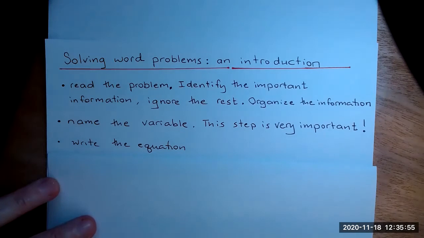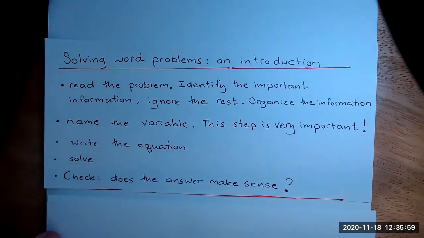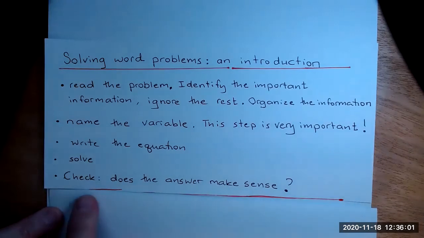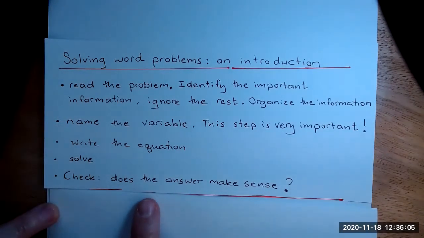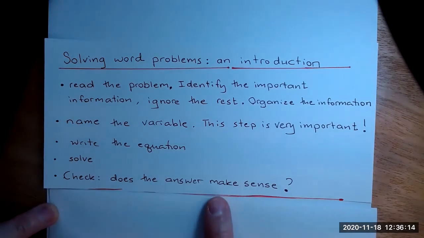You're going to write your equation and then solve it. And then another very important step is check your answer. So write it out and ask yourself, does the answer make sense? So if your variable represented the number of chickens and your answer turns out to be -5, does that make sense? If you said no, you would be correct because there's no such thing as -5 chickens.